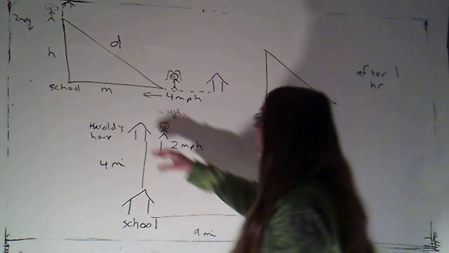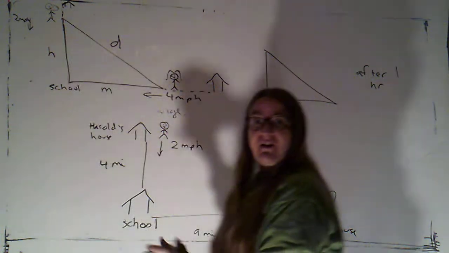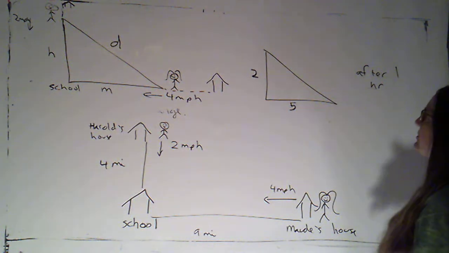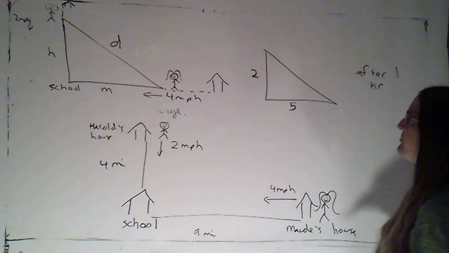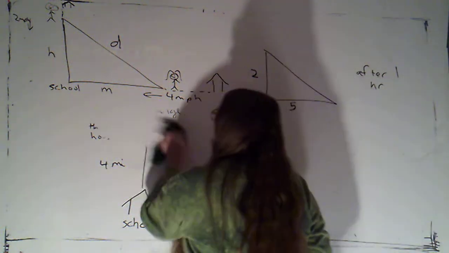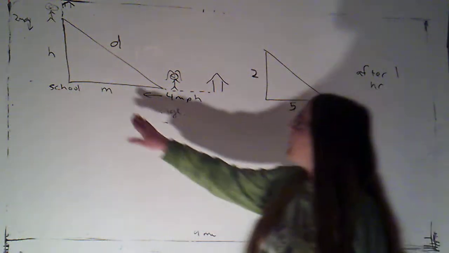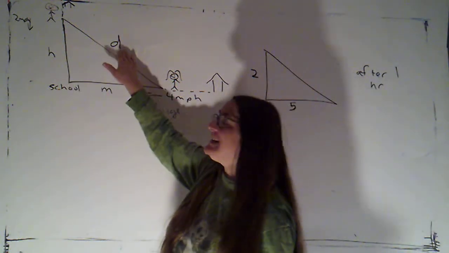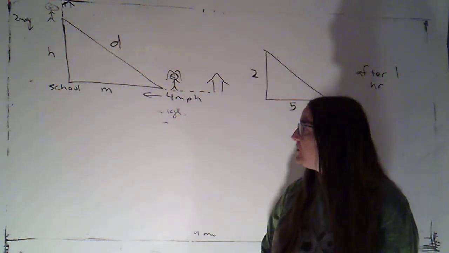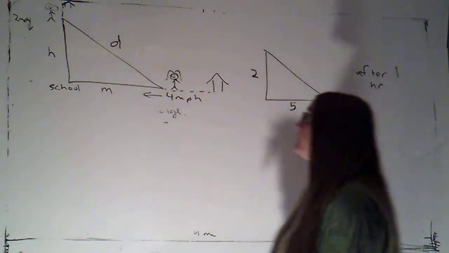Okay. Harold had 4 miles to go. He was walking at 2 miles an hour, so he's gone halfway. He's got 2 more miles to go. And I could actually figure out the distance, but we'll do that in a bit. Okay. So H, M, and D are all changing. Harold and Maude are both getting closer to school, and as they get closer to school, they're getting closer to each other as well. Okay?